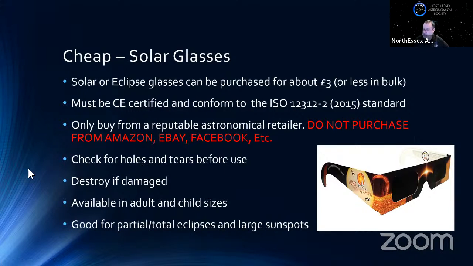Always check there are no holes or tears in the lenses before you use them. Make sure that if they are damaged, you destroy them immediately. You can get adult and child sizes, so if you've got children, get small sizes. They're great for partial and total eclipses, which we'll talk about, and you can see the largest sunspots as well with them. So don't think you need lots of really expensive equipment.